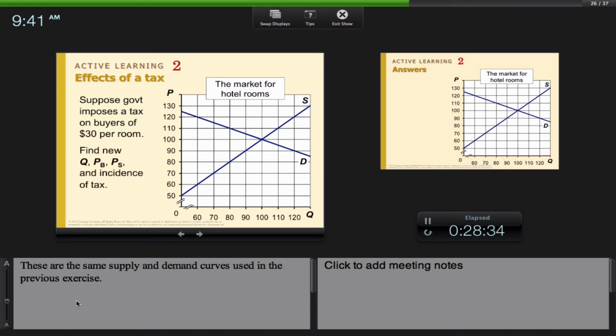So what do we do? Our equilibrium here is $100 a room. The tax is going to be $30 a room. So what do we do? We come down to 70. Right? And we make a new curve.